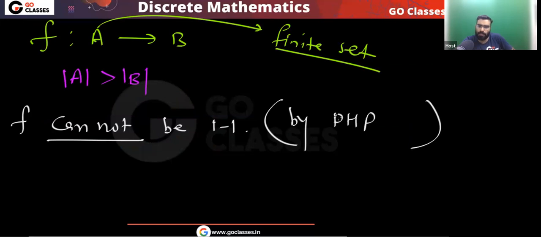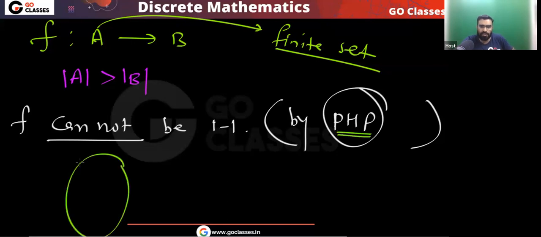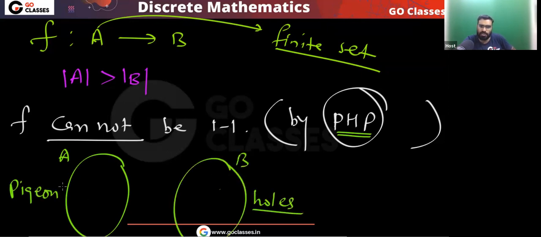Why the pigeonhole principle? Because at least 2 pigeons will go to the same hole, right? Here, who are the pigeons and who are the holes? Now here, this set A is the pigeons. They are going to these holes, right?